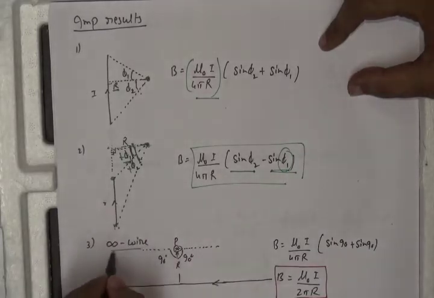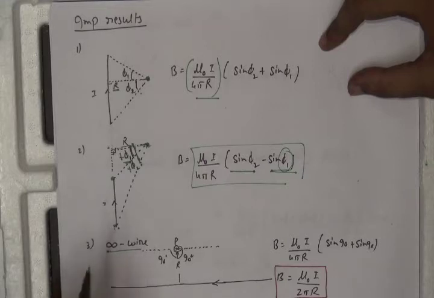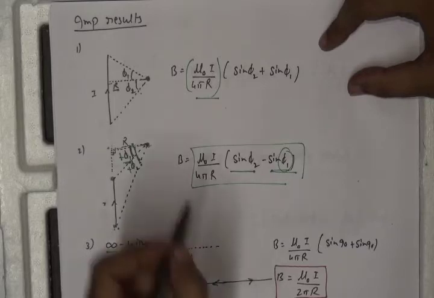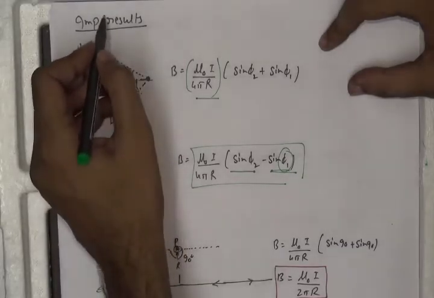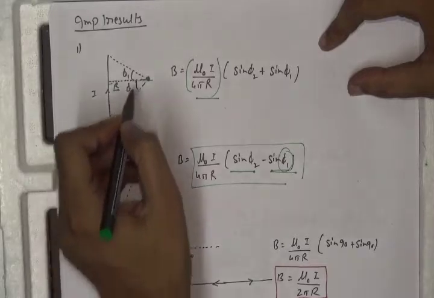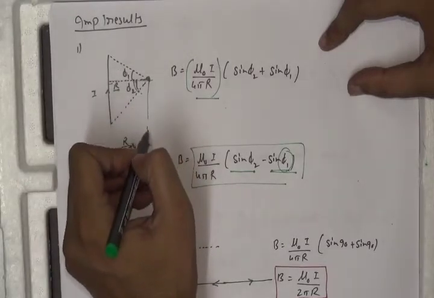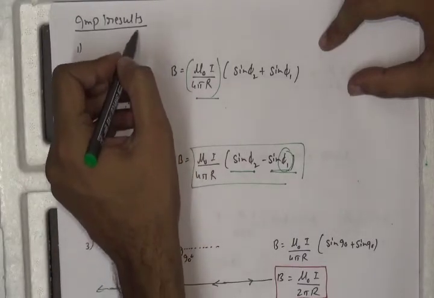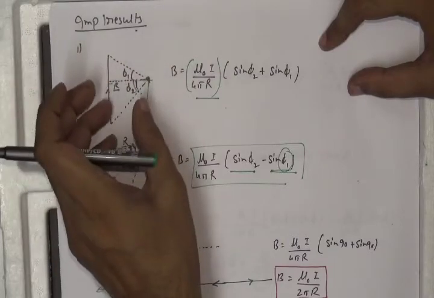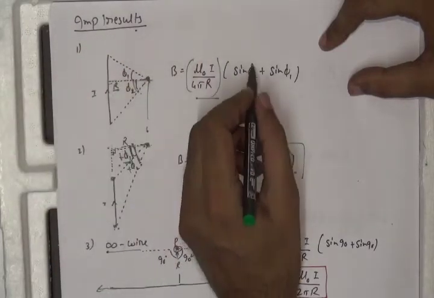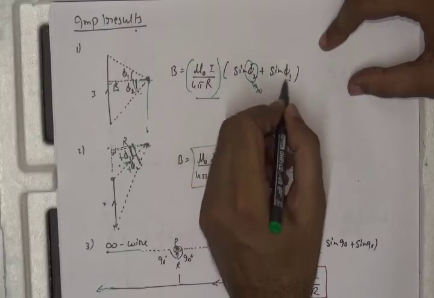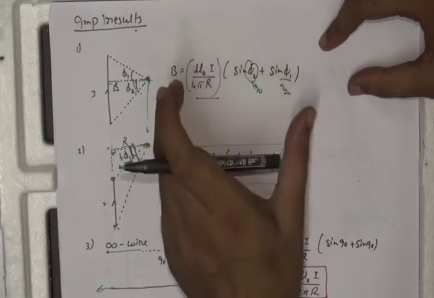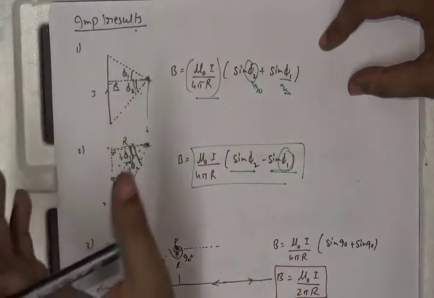Third case will be when the wire is of infinite length. So this is the point P, and the wire goes to infinity on this side and goes to infinity on this side. If this wire continued to infinity on both sides, phi 2 will become equal to 90 and phi 1 will become equal to 90. Simply what I have to do is put phi 2 equal to 90 degrees and phi 1 equal to 90 degrees, to include the case in which the wire is of infinite length.